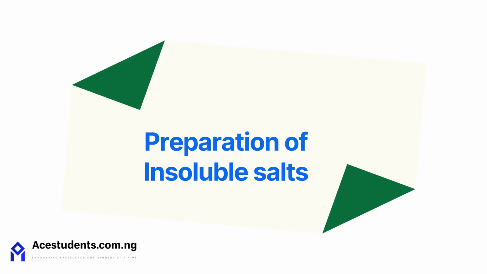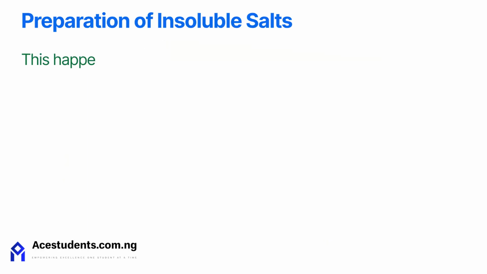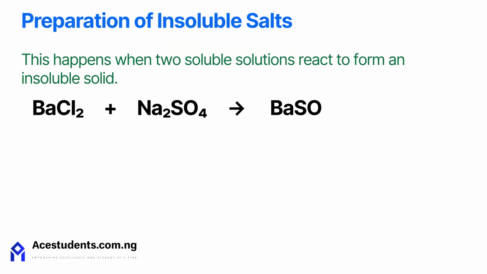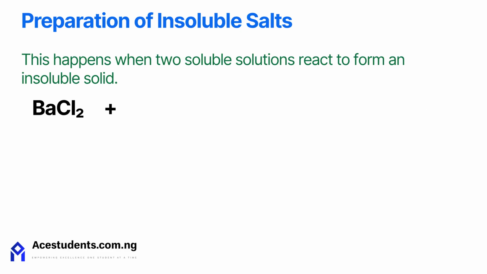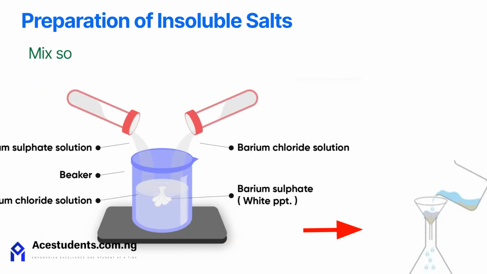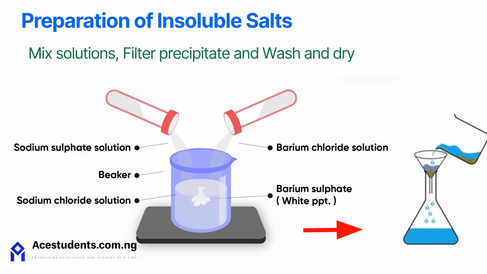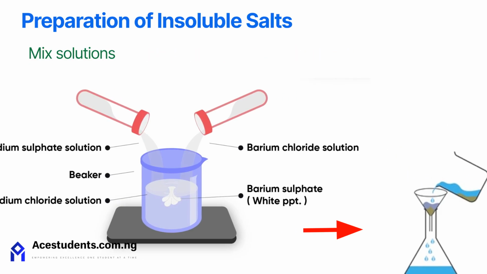Next, let's explore the preparation of insoluble salts. Insoluble salts are prepared by precipitation. Two soluble solutions react to form an insoluble solid. Barium sulfate is formed by mixing barium chloride and sodium sulfate solutions. The two solutions are mixed, and the resulting precipitate is filtered off. It is then washed with distilled water to remove soluble impurities and finally dried.